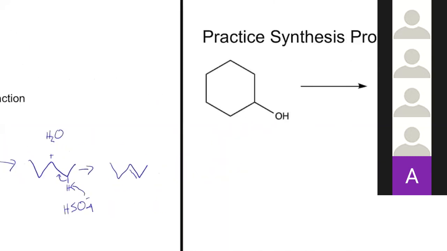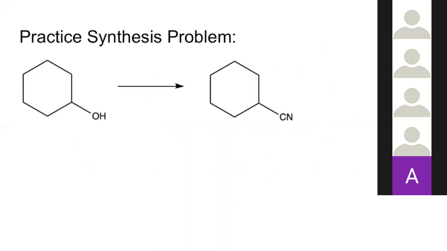Alrighty, I'm going to move ahead. So now we have a practice synthesis problem, and this is an example of something you might expect to see on a 3570 exam this fall, where we have our final product right here, and we have our starting material. And now that we are armed with two new techniques, two different reactions that we just covered, we now have the tools to go about solving this.